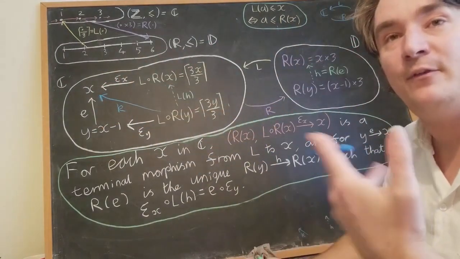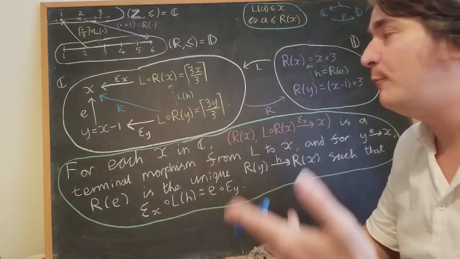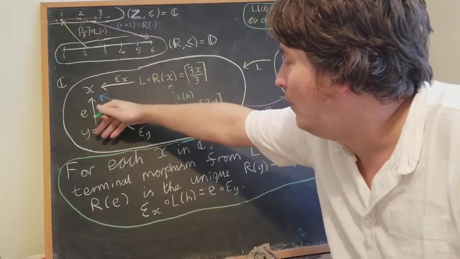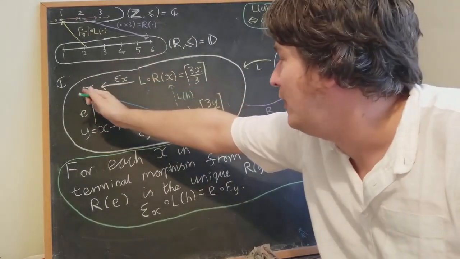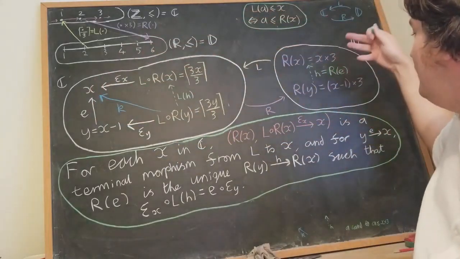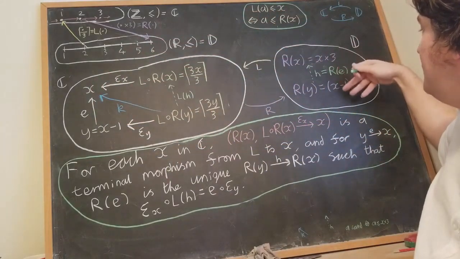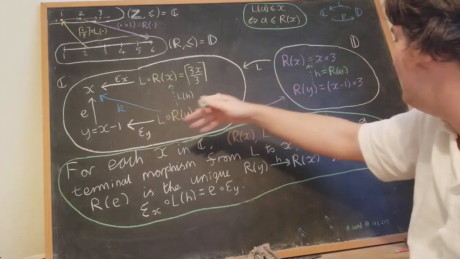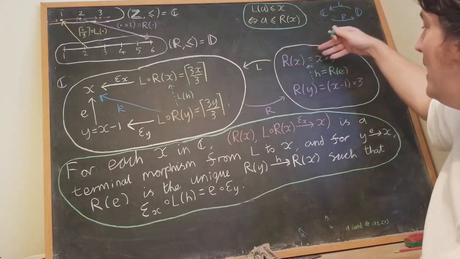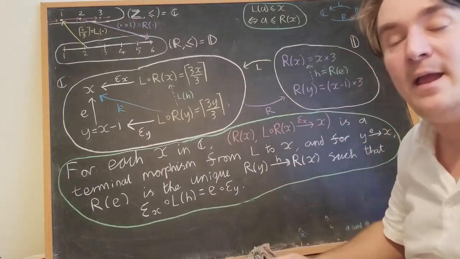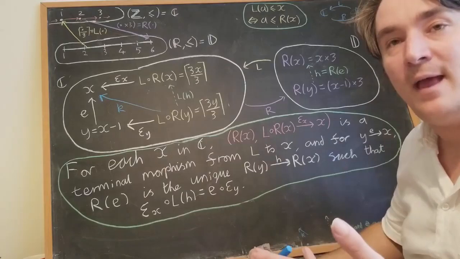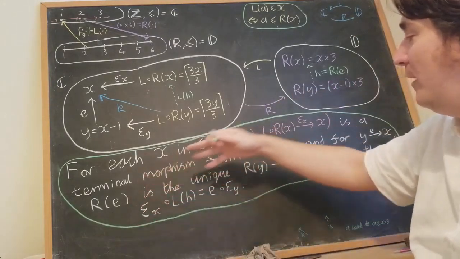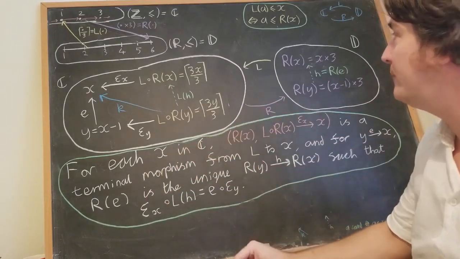And if you think about this, it really makes sense in the context of preordered sets. Here we have an integer y, which is less than an integer x. If we times them both by 3, we get a real number r of y, which is less than a real number r of x. Okay, so this all makes perfect sense. And we've basically demonstrated that in this case of preorders, we have this definition holding.